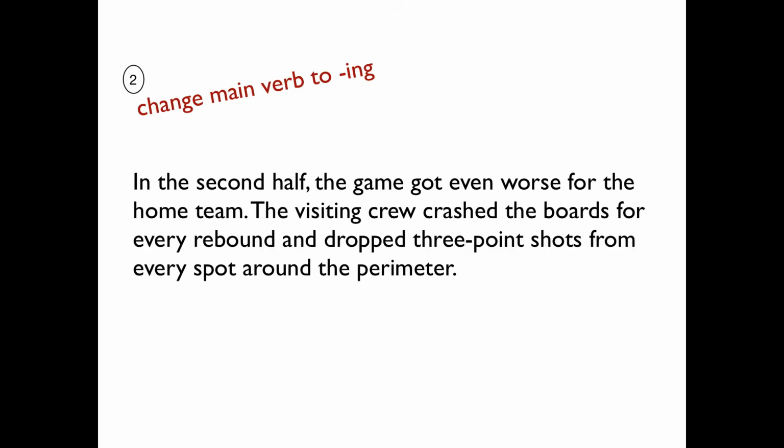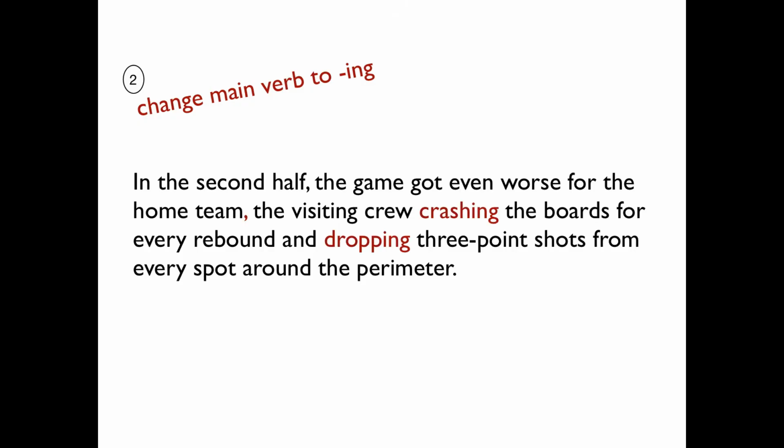How do you make the second sentence an absolute phrase and combine it with the first? You change the main verb crashed, and there's also the verb dropped, as you see there, into ing verbs. So it looks like this. The visiting crew crashing the boards for every rebound and dropping three-point shots from every spot around the perimeter.